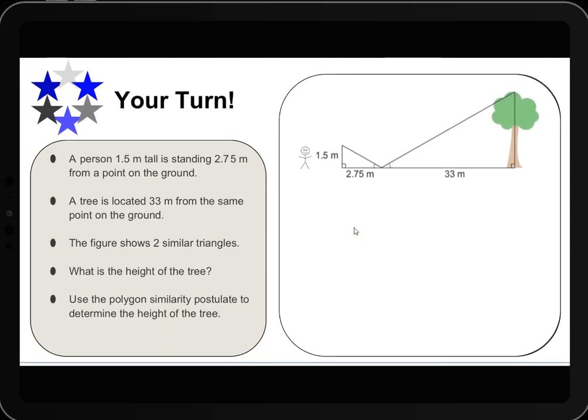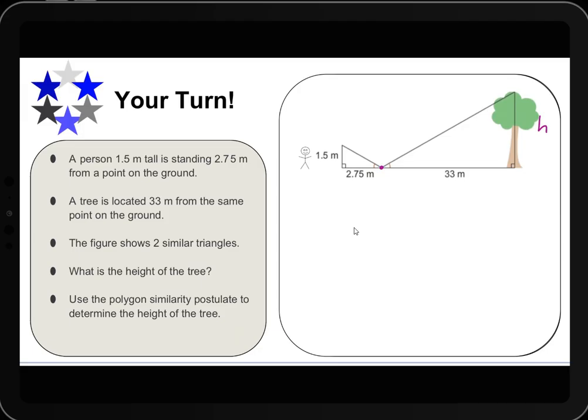In the final problem here, we have a person standing over there on the left that's 1.5 meters tall, and he's about 2.75 meters away from a point on the ground. That exact same point also lies 33 meters away from the base of the tree. Our task is to recognize that these triangles that are created are similar to each other, and we also can see that we can come up with a proportion to help figure out the missing length of the tree, the height of the tree specifically.